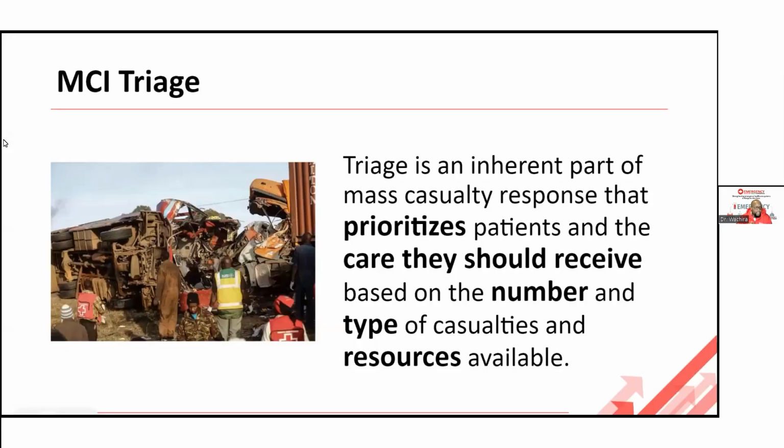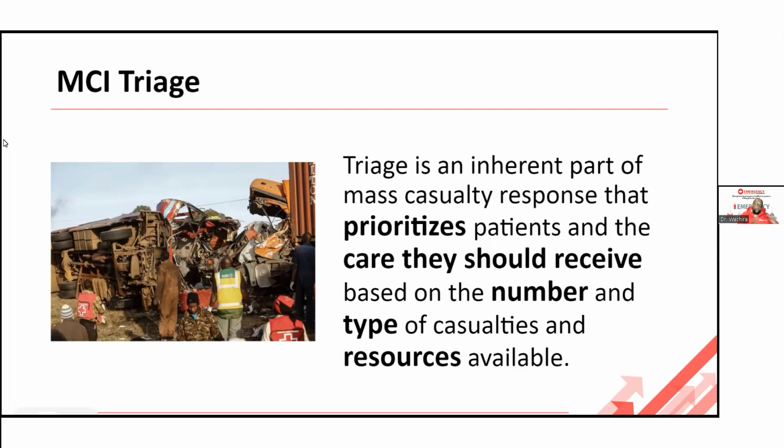Essentially, we're talking about mass casualty triage. Triage is an inherent part of any mass casualty response that prioritizes patients. That's the first and most important aspect of any triage process: prioritizing critically ill and injured patients who need to get their care immediately. So it prioritizes the patients and the care they should receive.